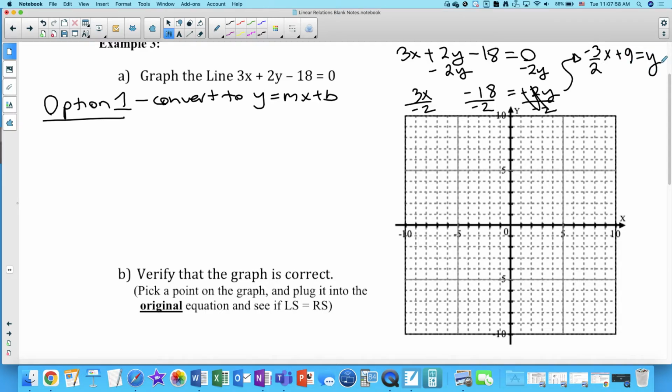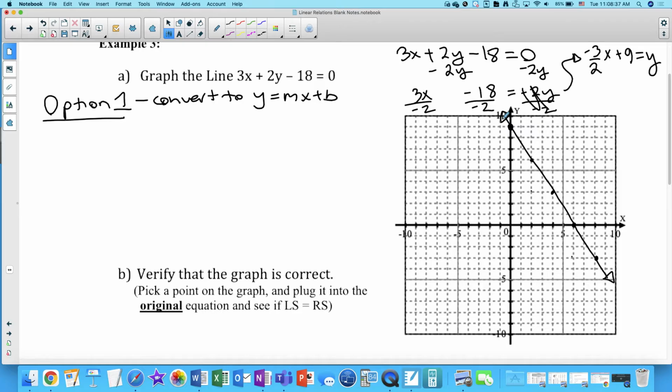And if you wanted to switch these around so that the y was on the left side, that's fine too. This is in slope-intercept form. How do we graph from slope-intercept form? Okay, well, rise over run is part of it. Where do we start? Y-intercept, yeah. So that's at 9. And then my slope is negative 3 over 2. So I'm going down 3, right 2. Down 3, right 2, and so on. And here is my line. Okay, so that's one option.